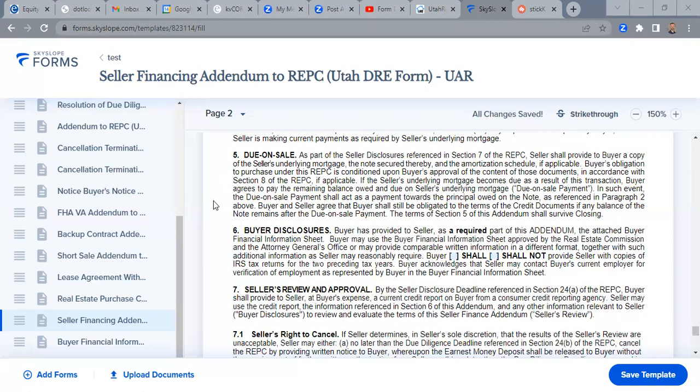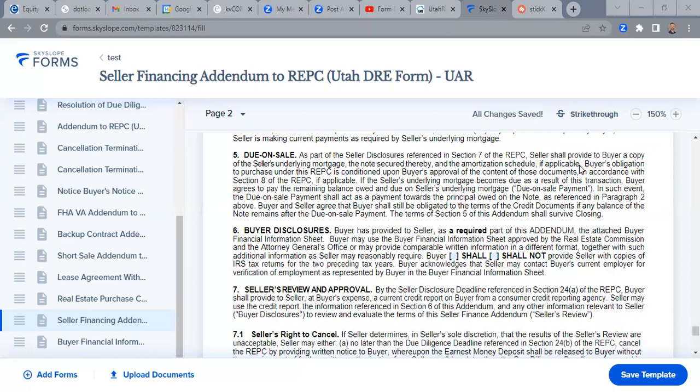As part of the seller disclosures referenced in Section 7 of the REPC, so this would be an extra disclosure that goes along with all the other disclosures referenced there, the seller is going to need to provide to buyer a copy of their underlying mortgage so that they can see what this due on sale clause is, and the note secured thereby. The note just defines all the terms associated with that loan and the amortization schedule. It basically says, okay, this is when we got the loan, and here's where we're at in the amortization schedule. So you have a pretty good idea of how much is still owing on that property, if applicable, meaning if there is an underlying note. So that's what the if applicable means.